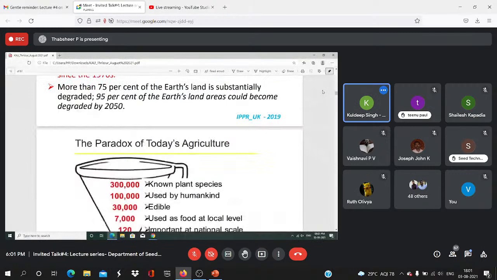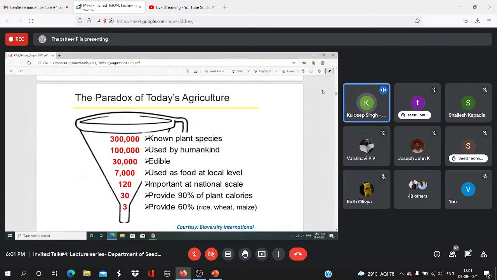This is a challenge with us. At one time, almost 6,000 to 7,000 species were used as food at a local level, and now 60% of the calories we are drawing from three crops. Or otherwise, you can say 60% of the production comes from three crops, or 90% from just 30 crops. This is a challenge with us.